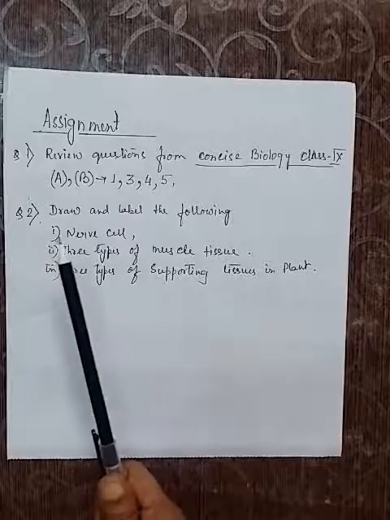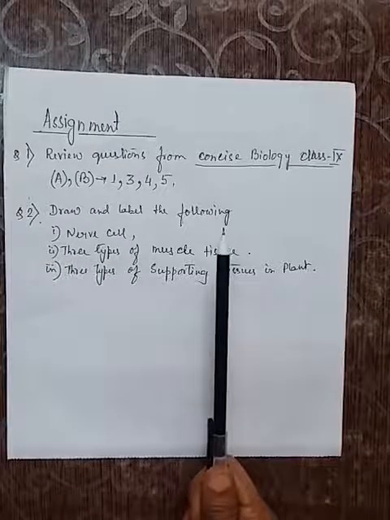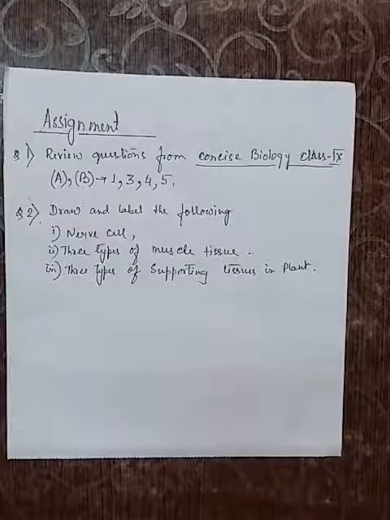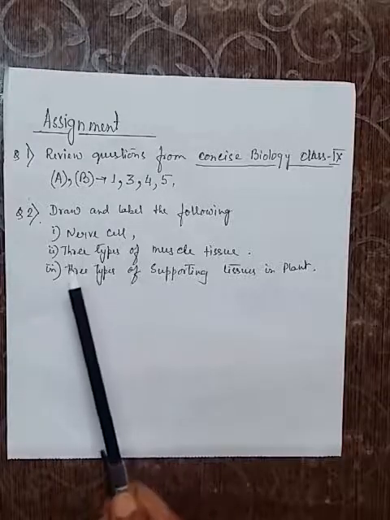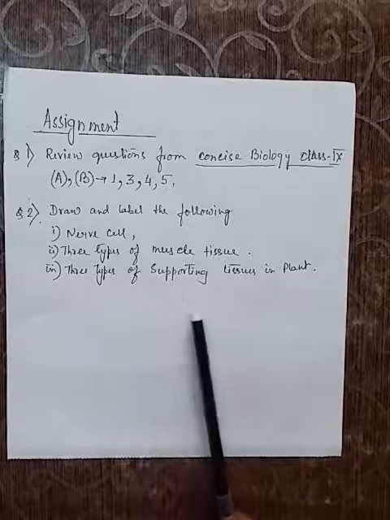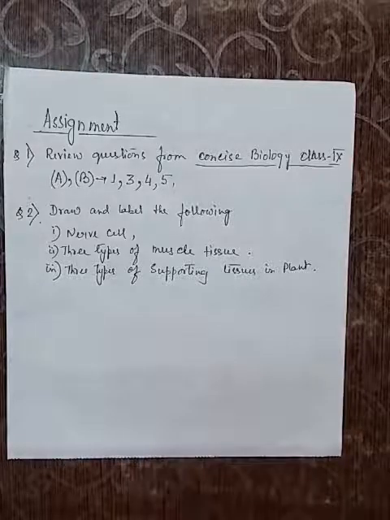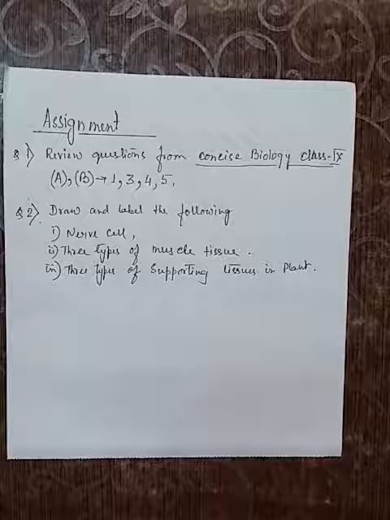And next, question number 2, you will draw and label the following diagrams. Whatever I have explained now in the video, you will see all those diagrams and redraw them. That is the nerve cell, three different types of muscle cells, and three types of supporting tissues in plants, that means parenchyma, collenchyma and sclerenchyma. Complete this assignment work in your exercise book.